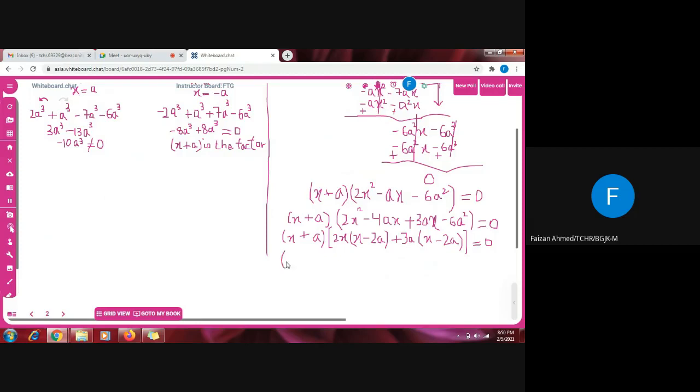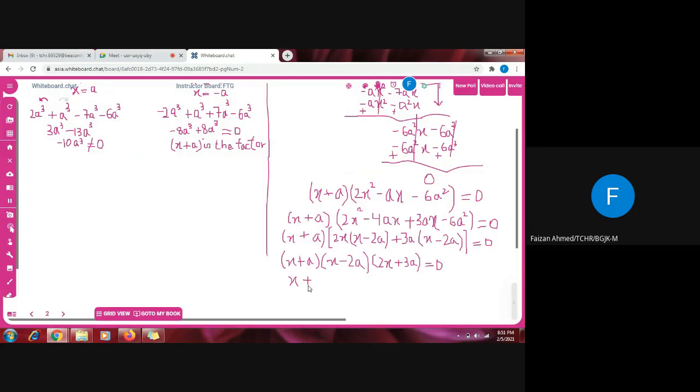So now I just have to take the bracket as common. This will be as it is, x plus a, bracket close. I am taking x minus 2a as common, so the other remaining things will get inside the bracket as well. So this will be 2x plus 3a, and bracket close equals to 0. So finally I have got the three factors, and now I have to solve them, and I will put each equals to 0 and find the value of x in terms of a.